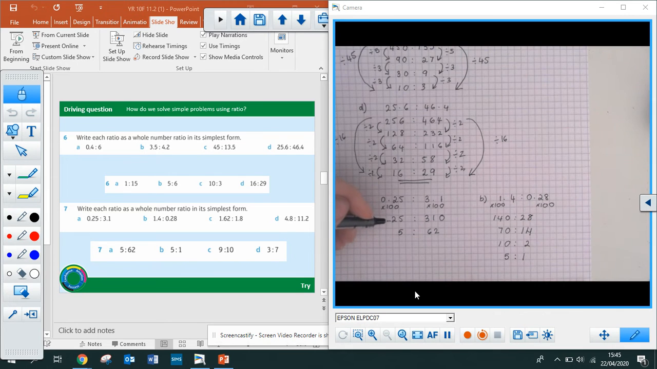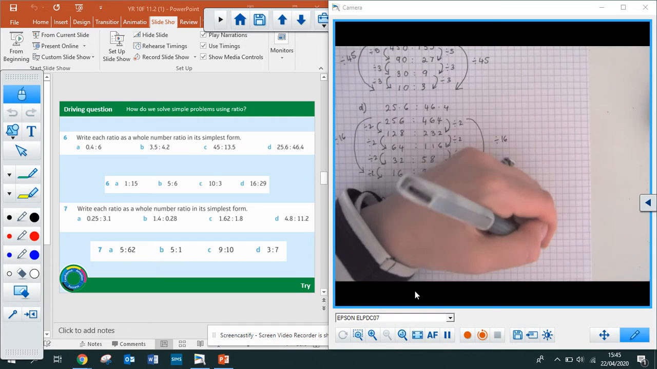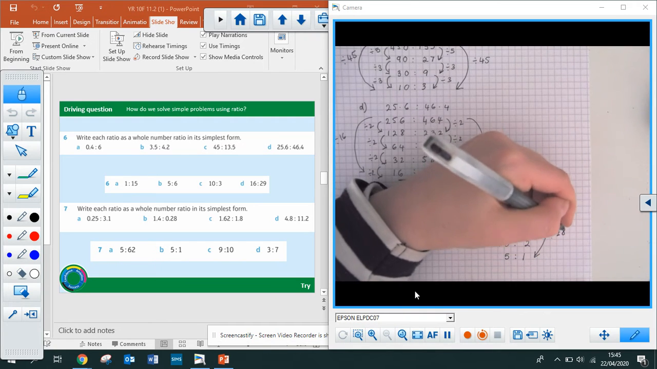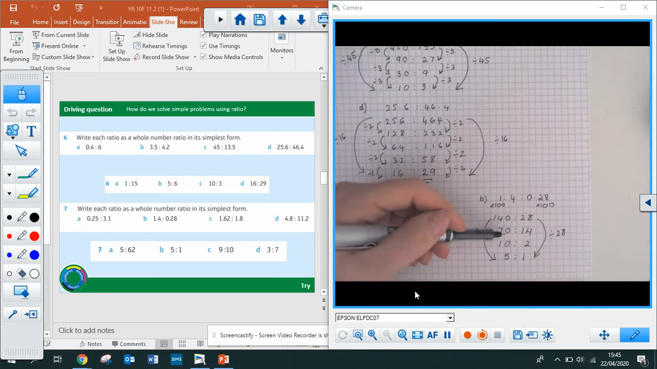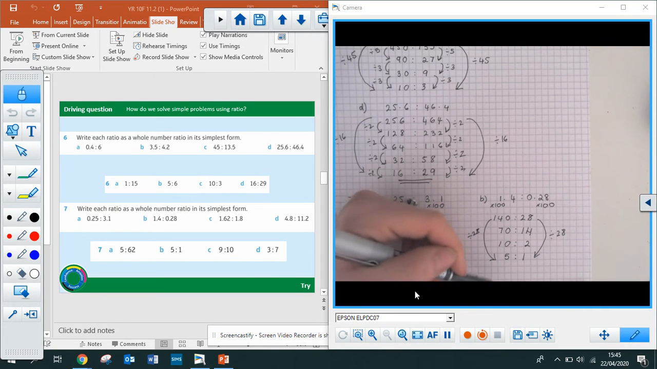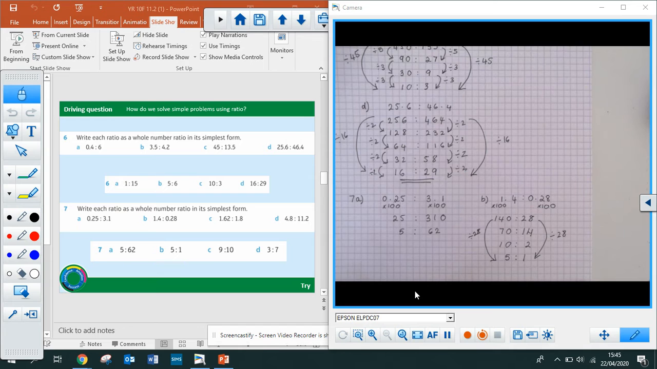Okay, if you use the method of finding the highest common factor, your highest common factor would have been 28. So you divide both by 28, and you would have got to 5 to 1. You could have carried on dividing by 2 at this point, and it would be slightly different, but you would get to 5 to 1 in the end as well. Okay?